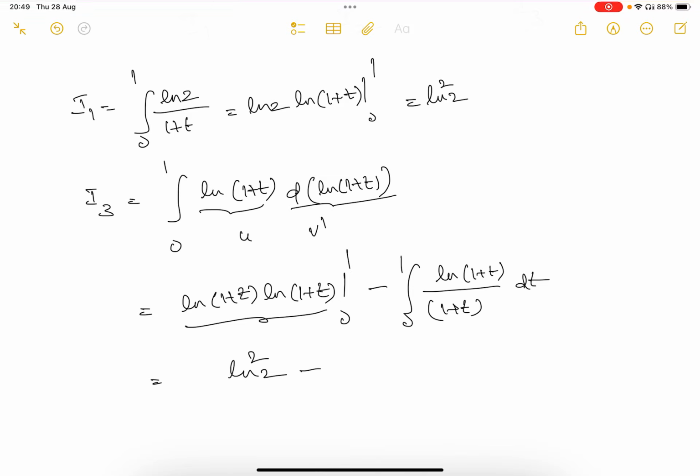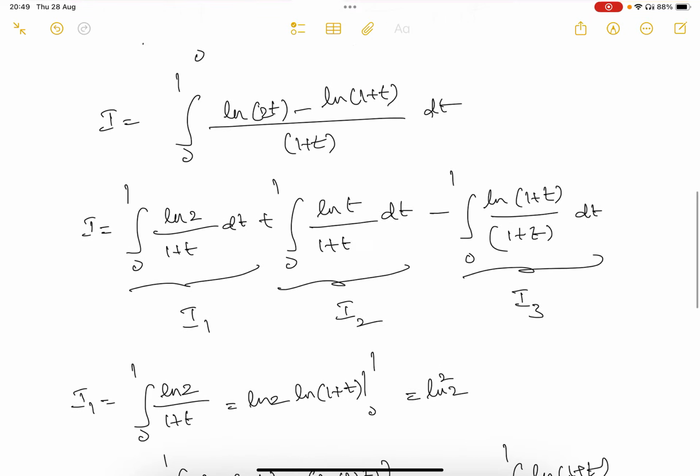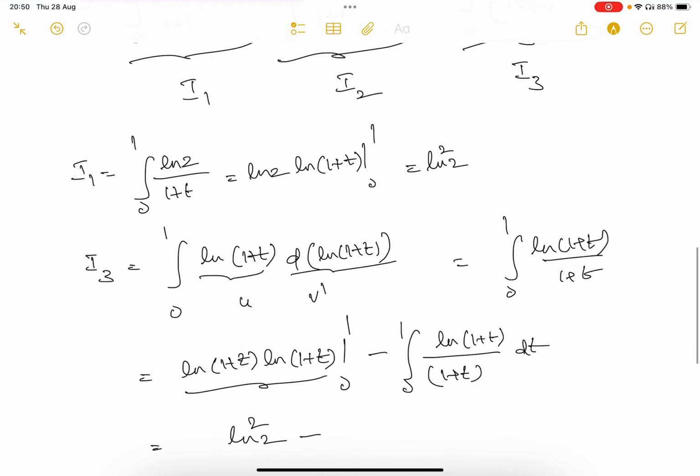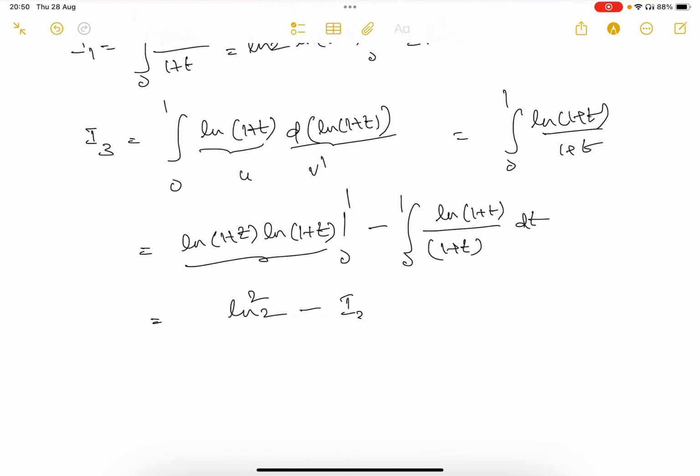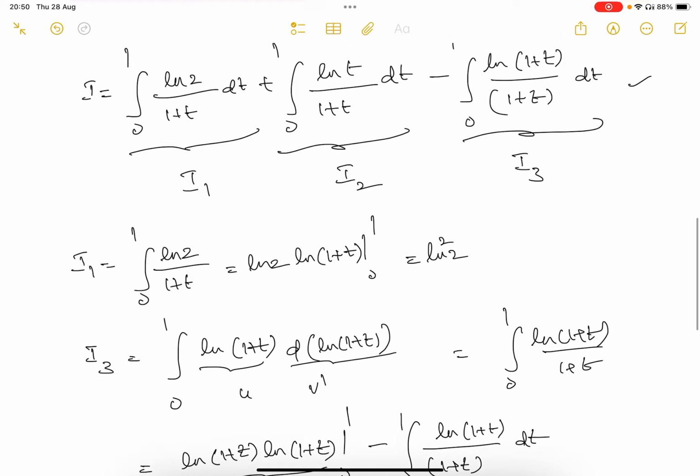as you can see, this is the same I3, right? This is I3, integral 0 to 1 ln of 1 plus t by 1 plus t. So this is I3 again. Here it is I3. That implies 2 I3 is ln square 2. That implies I3 is half of ln square 2.